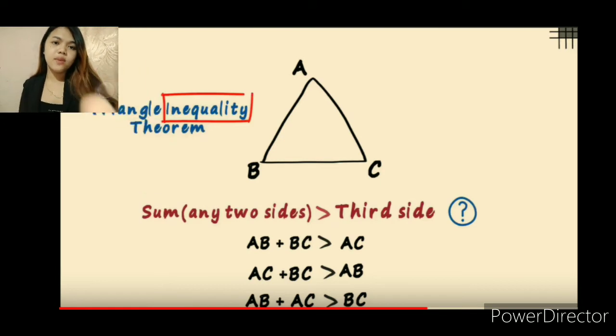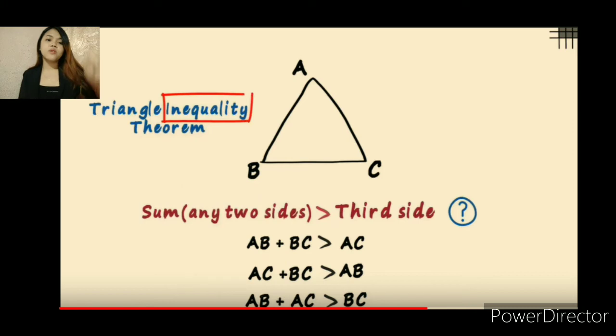Again, inequality means not equal. As you can see, this one is greater than. Two sides are always greater than the third side. Again, the sum of any two sides is always greater than the third side.